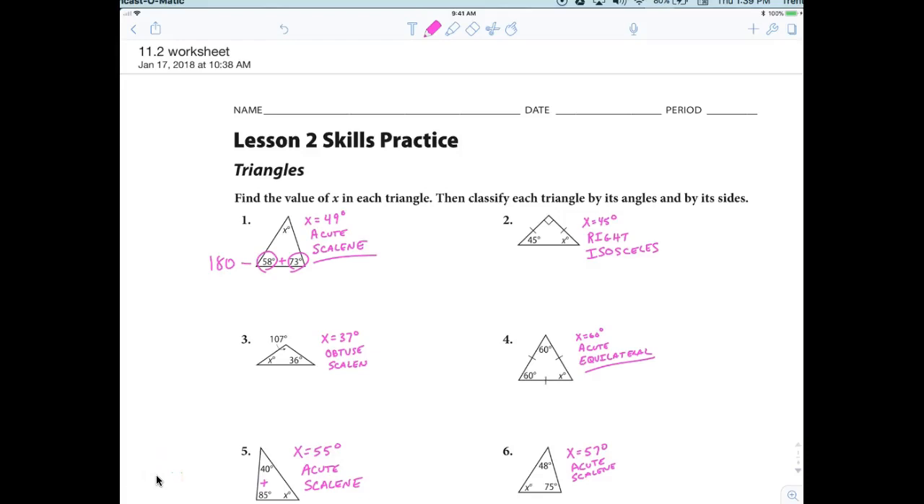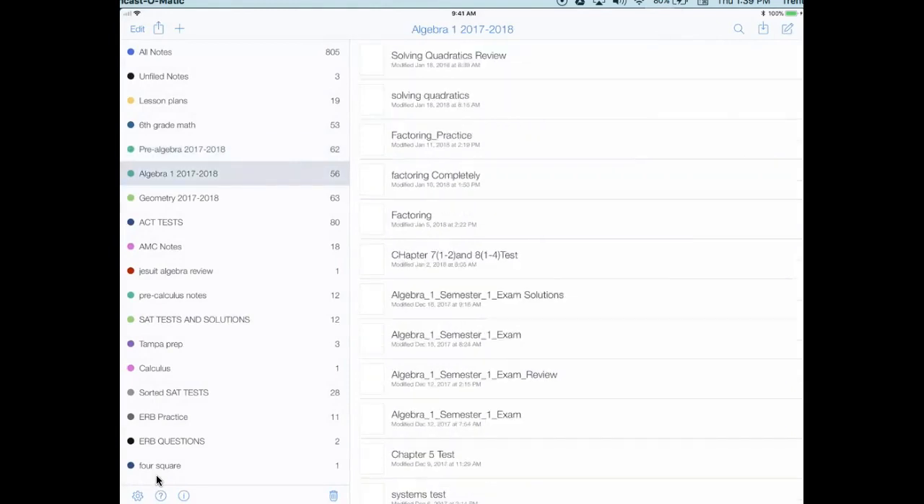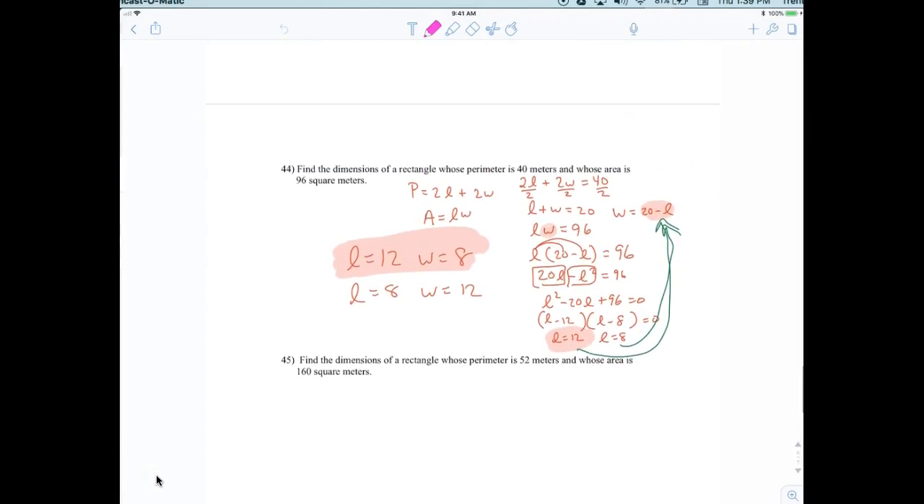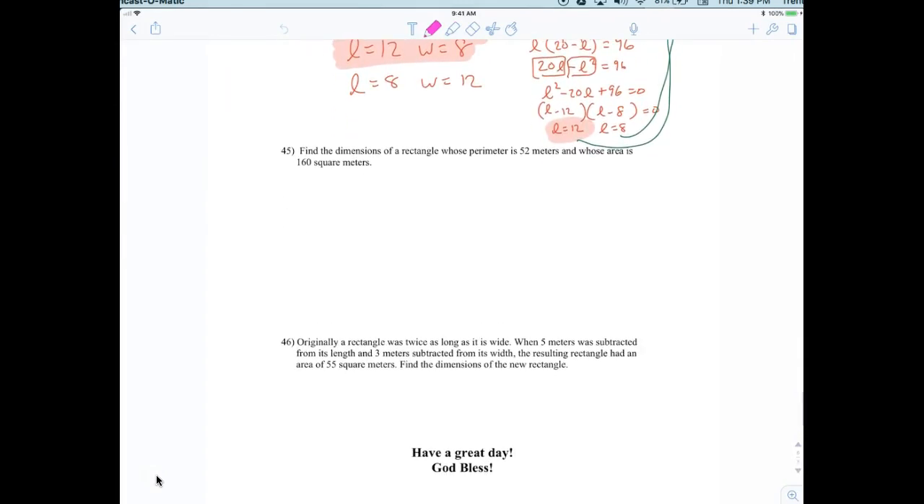As I was saying, all right, we will go back to the worksheet, solving quadratics. Now, did we not finish 45 and 46, right? All right, so we're on 45. Let's see if we can do this now. Find the dimensions of a rectangle whose perimeter is 52.